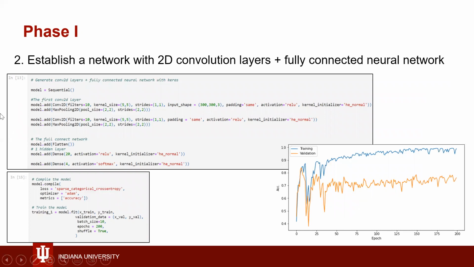Here shows the architecture of our model. Basically, our model includes 2D convolution layers and fully connected layers. And we used Adam to optimize the model, and for the batch size, we used 10 images, and we trained the model for 200 epochs. As you can see here, after training, the validation accuracy can reach about 70%.